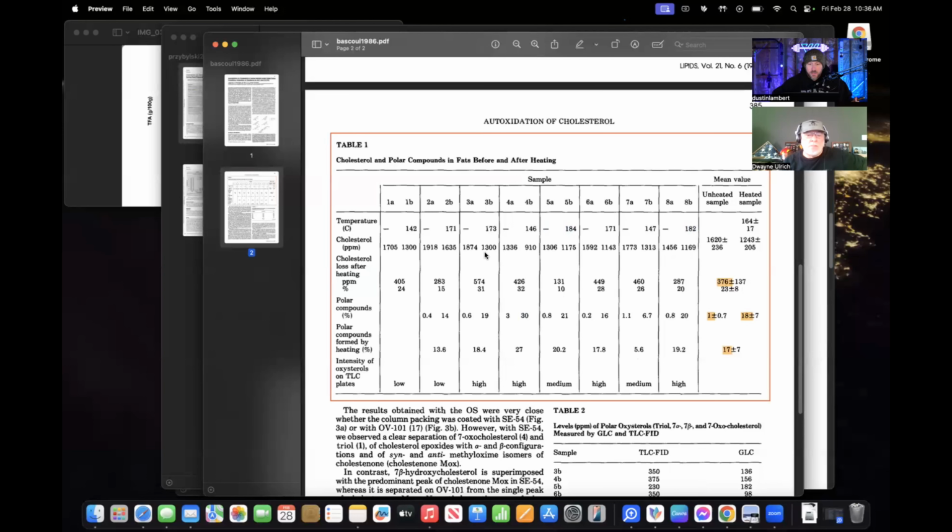So what's happening in the beef tallow here is the cholesterol that's in it is being lost and being changed to these total polar compounds. I'm sorry, these were the polar compounds before heating. This is the polar compound formed by heating, and we can see, holy moly, 27%, 18.4, 20, yep, 19.2.